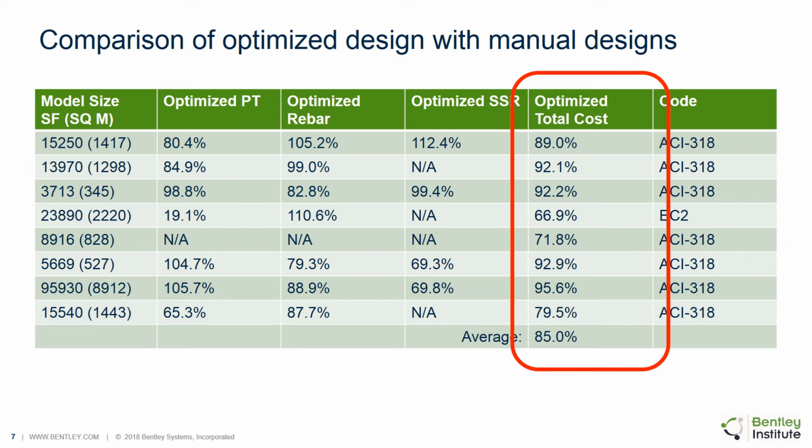And we see that some models get better economic performance than others. We have an average savings of 15% of total reinforcement costs, so that includes the PT, rebar, and punching shear reinforcement. But we can see here that the optimizer is doing a good job of creating savings and value in our models and coming up with efficient designs.